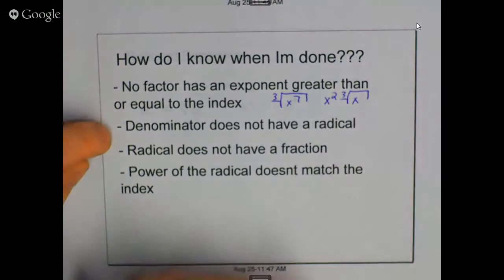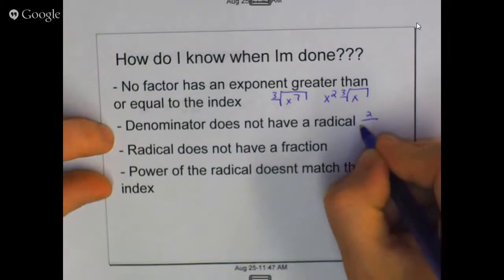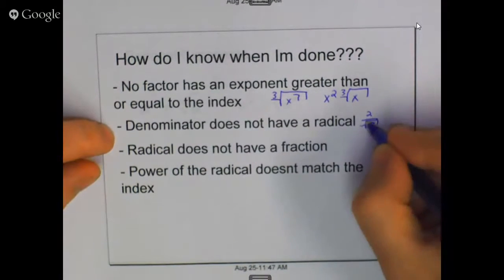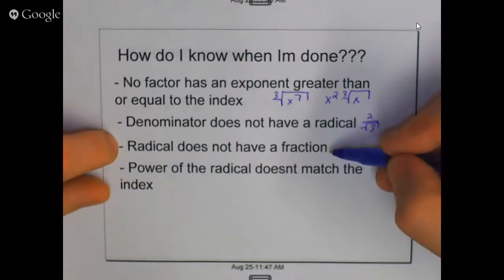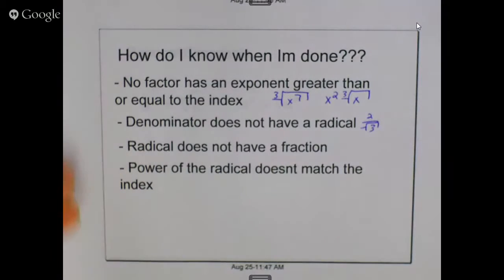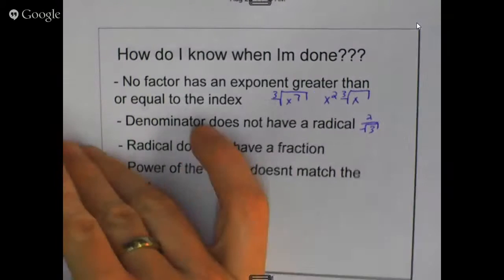Okay. Denominator does not have a radical. That's the stuff we just talked about. I cannot have 2 over radical 3. That's not proper. You get that off the bottom. The radical does not have a fraction. We're going to talk about that. And power of the radical doesn't match the index. Okay, we'll talk about that later on too.